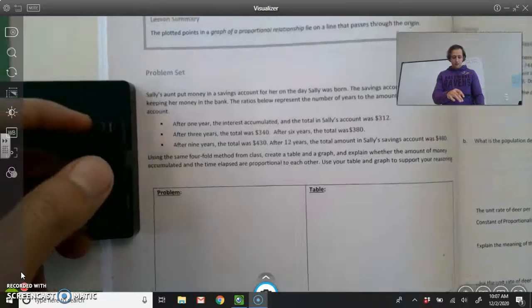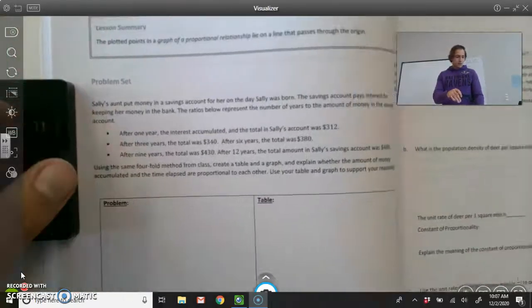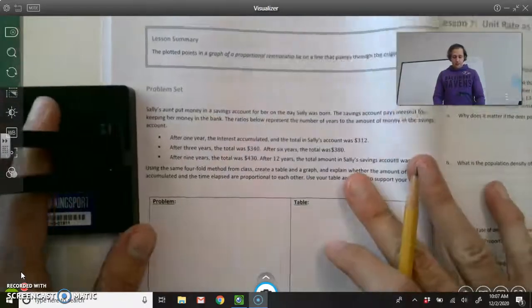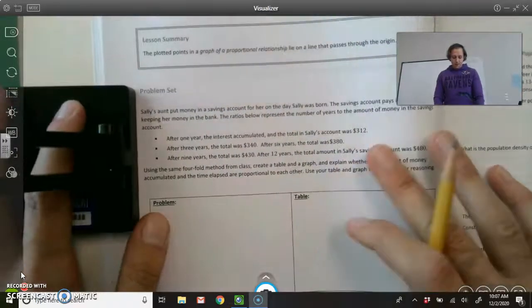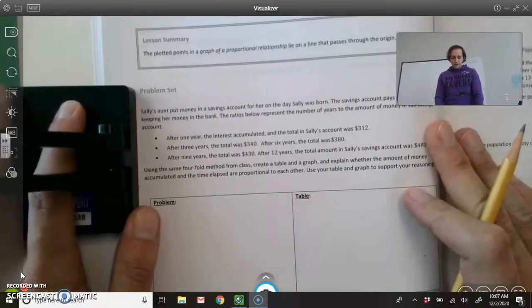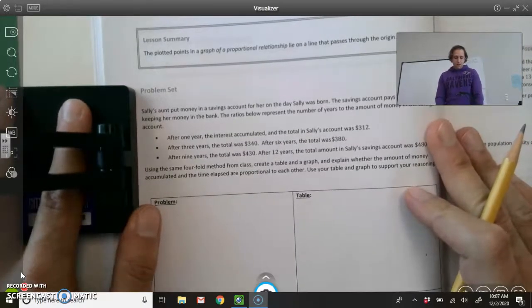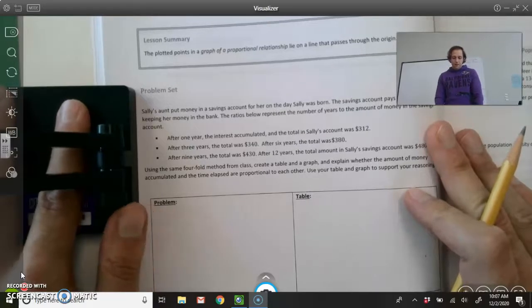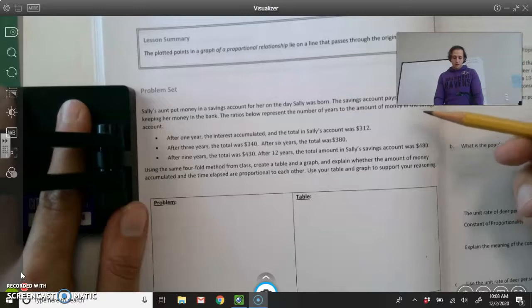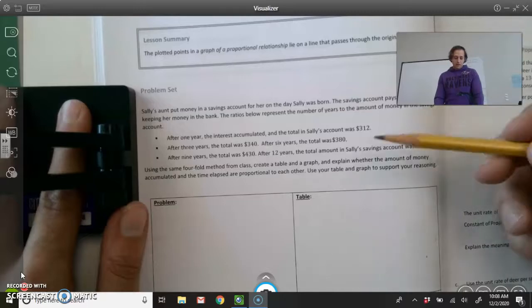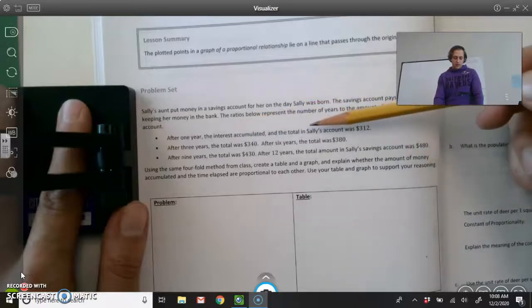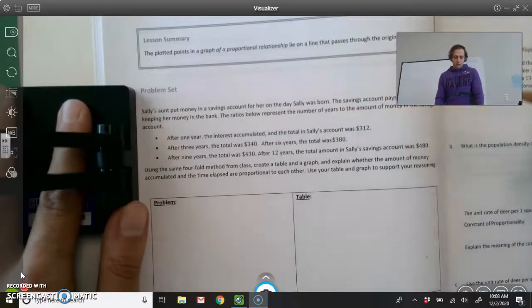This question is a little wordy. I'm going to read it to you, if you'll just be patient with me. Sally's aunt put money in a savings account for her on the day Sally was born. The savings account pays interest for keeping her money in the bank. The ratios below represent the number of years to the amount of money in the savings account. After 1 year, the interest accumulated and the total in Sally's account was $312.